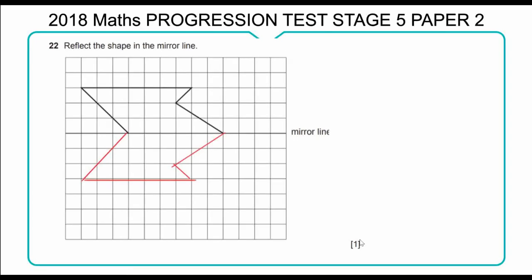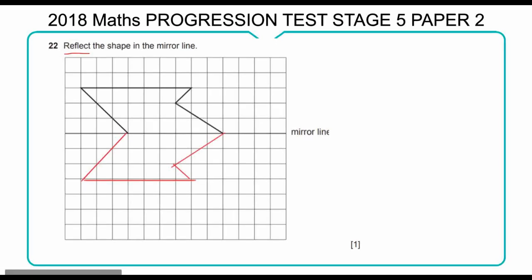Now, how did we get this, by the way? Reflection means this is the mirror line. The distance of the point from the image to the mirror line is 2. So to get the reflected point, we also have to move 1, 2. That's how we got this point. The same applies for this one. So we got this point, and we connect this line.